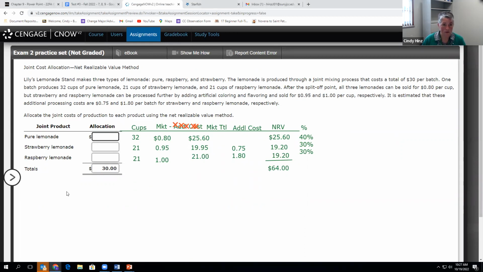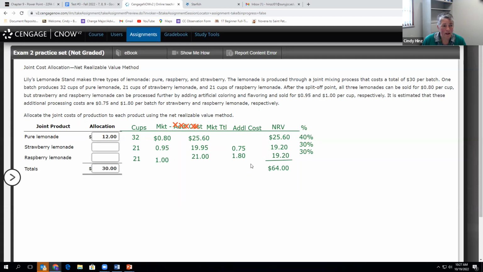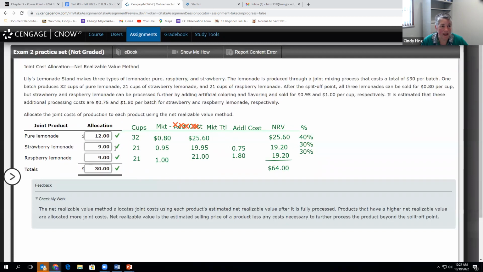Now we can do our allocation. 40% of the total cost is going to go to pure lemonade, because 40% of the net realizable value is for the pure lemonade. That's $12. 40% times $30. Then 30% times $30. $9 each will go to the strawberry and the raspberry lemonade. And then, just as we did in the last exercises, we want to add those three together, make sure it does equal the $30, make sure we have fully allocated that cost.